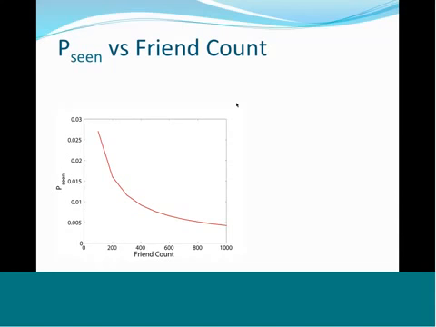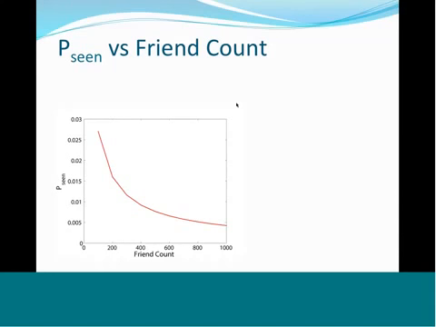It starts at 100 friends at about 0.025, so like 2.5%. Get to 1,000 followers, and you're at about 0.005%. So the typical viewing probability from this curve is like a percent. About a percent of your people will actually see your tweet. Does that number make sense?